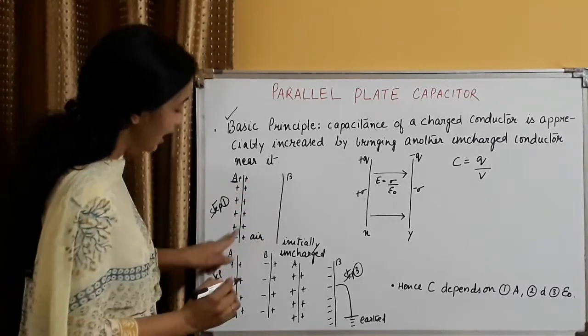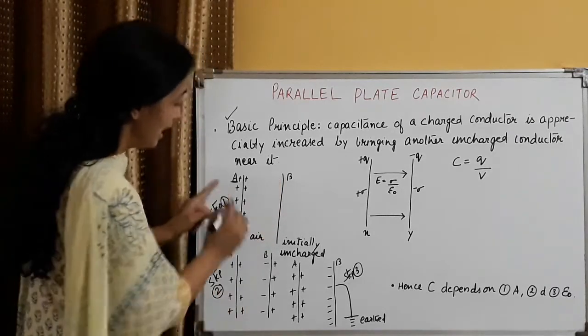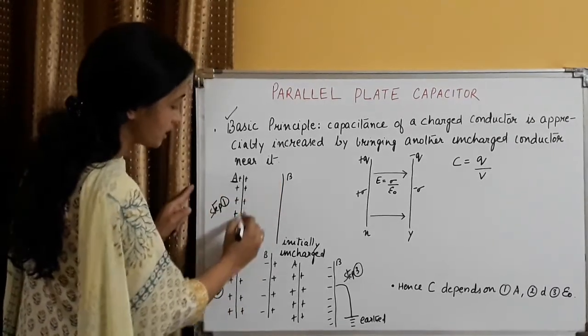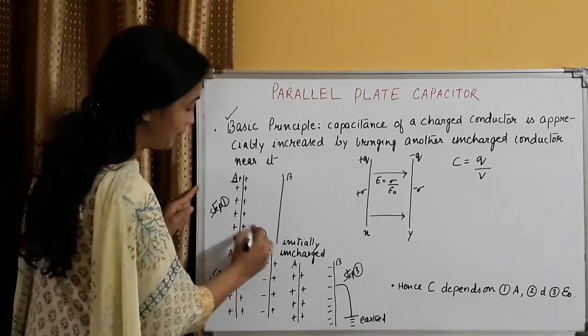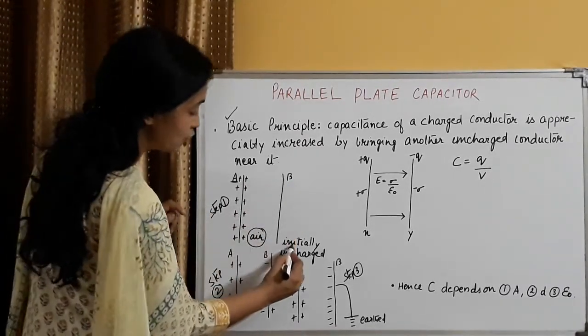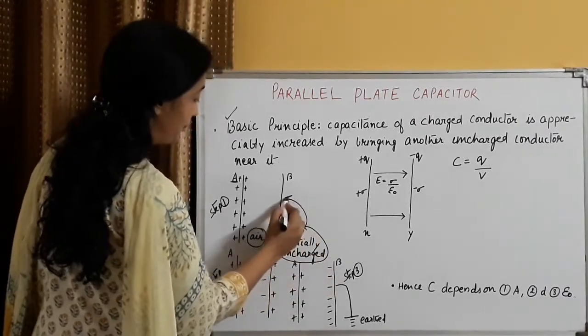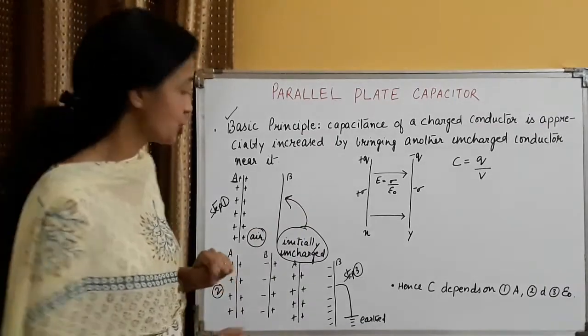Can you see? I have a conductor plate A and I have another plate B. A is given altogether positive charge and in between A and B the medium is air, and the conductor B initially is uncharged. Initially conductor B is uncharged.